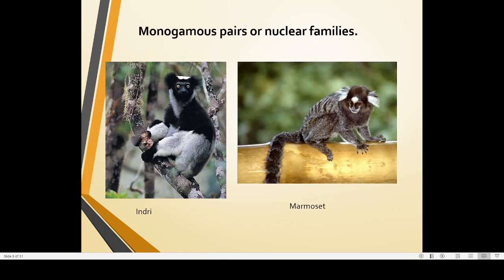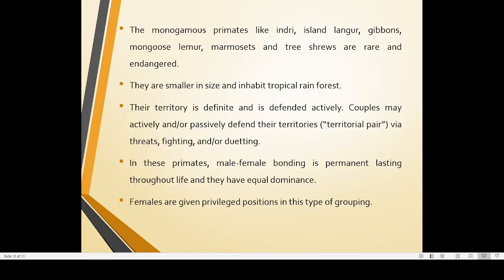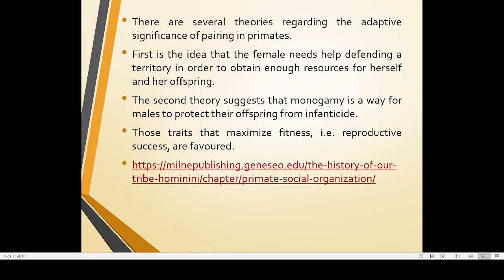So that nature is known as the monogamous pair. It is exhibited by many animals. Indri and marmoset are some examples. Then langur is showing it, mongoose lemur is showing it, and tree shrews are showing it. So many other kinds of animals are also exhibiting this kind of strict monogamy.